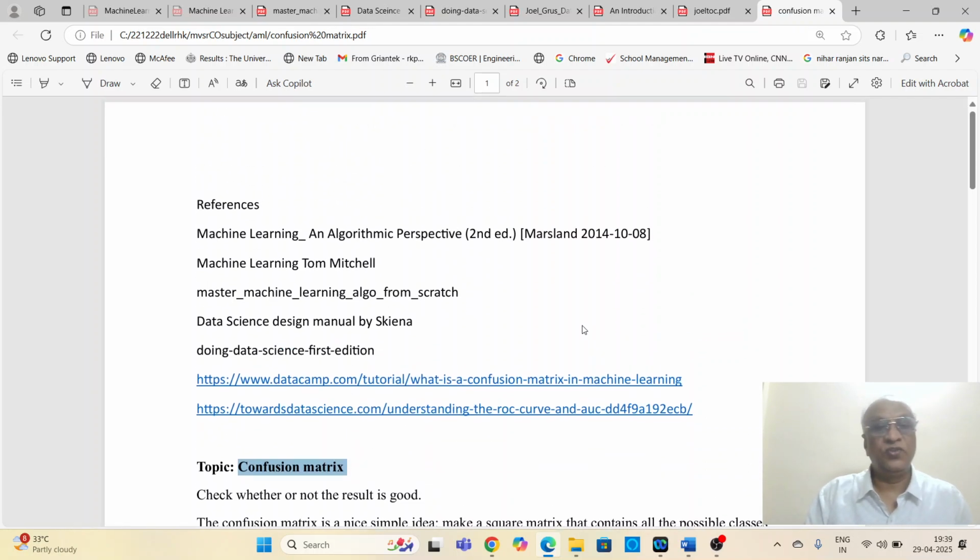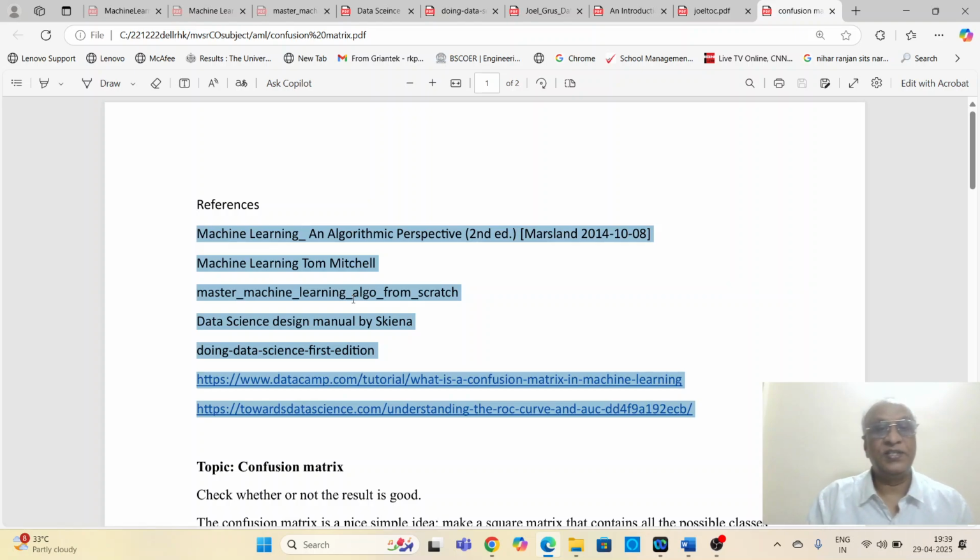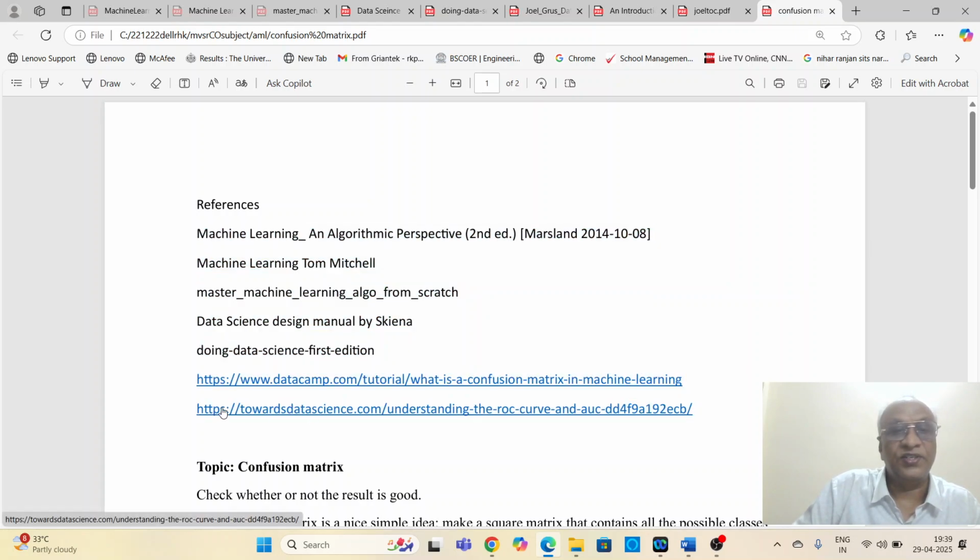The references I use for preparing this topic are various books like Machine Learning: An Algorithmic Perspective, Machine Learning by Tom Mitchell, Mastering Machine Learning Algorithms from Scratch, Data Science Design Manual by Skiena, and Doing Data Science, First Edition. Then I referred to these two links also. I googled for these links and found them easier: one article from towardsdatascience.com, and one article from another site.